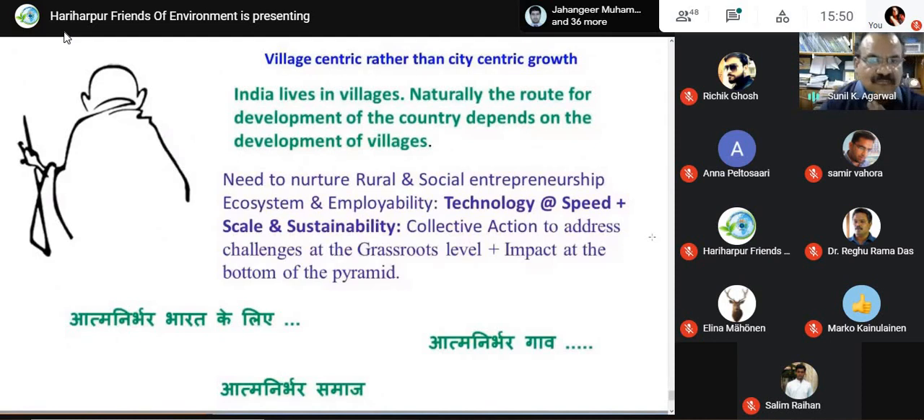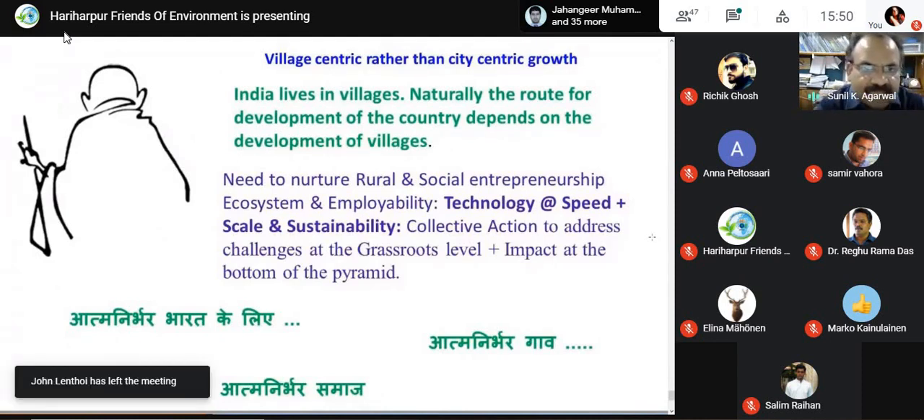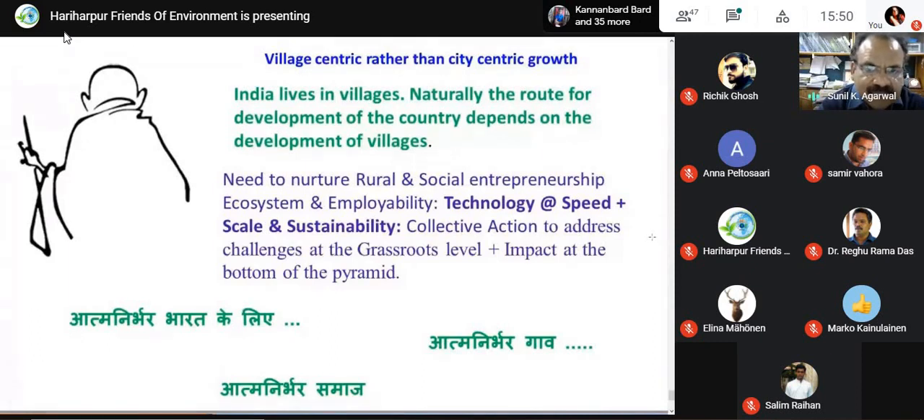And that is the focus now, a village-centric rather than city-centric growth, because India lives in the villages. So the need is to nurture the rural and social entrepreneurs ecosystem, and technology should be at speed with scale and sustainability, and it requires collective action. That's what we are trying in this process. NVRT and InSIC are also trying for collective actions involving R&D labs and field-based agencies like the core groups and the community for impact at the bottom of the pyramid. Next slide, please.